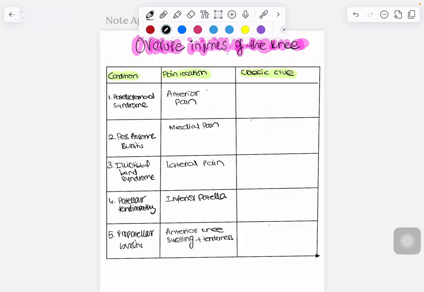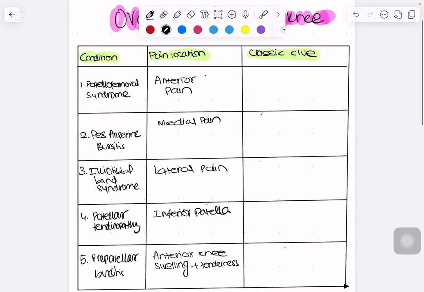The first syndrome that we have is patellofemoral pain syndrome, and this syndrome is more commonly associated with anterior knee pain, which is poorly localized. And the classical clue that's associated with this is that there will be pain on squatting. Also, this is more common in runners and it's more common in females as compared to males.